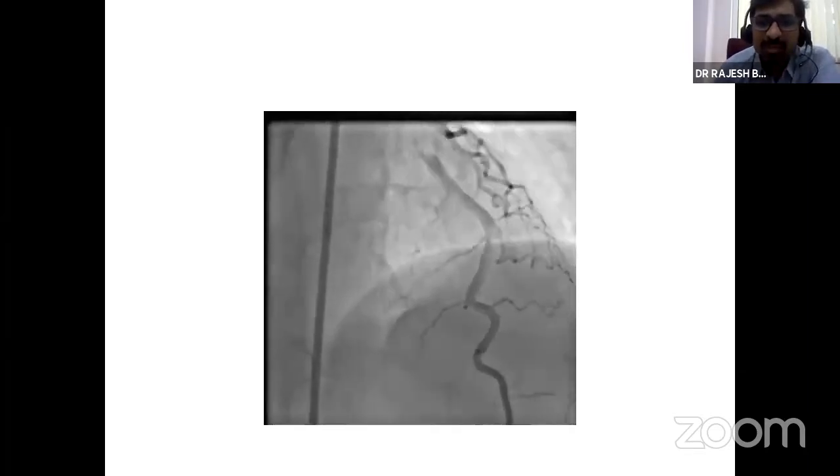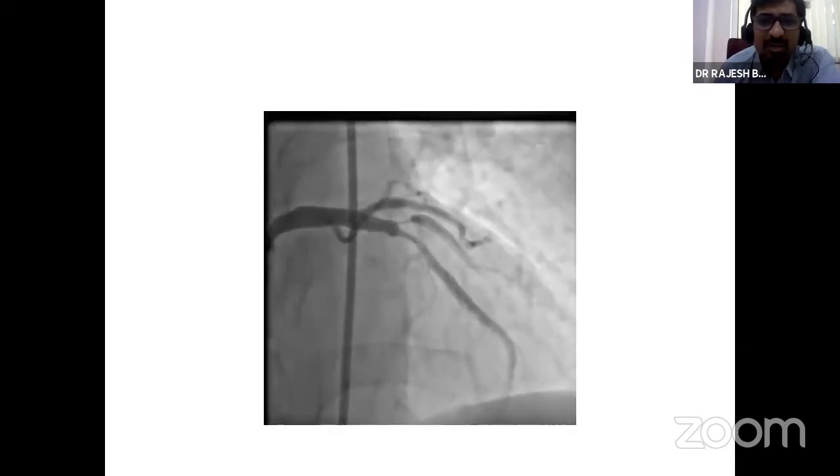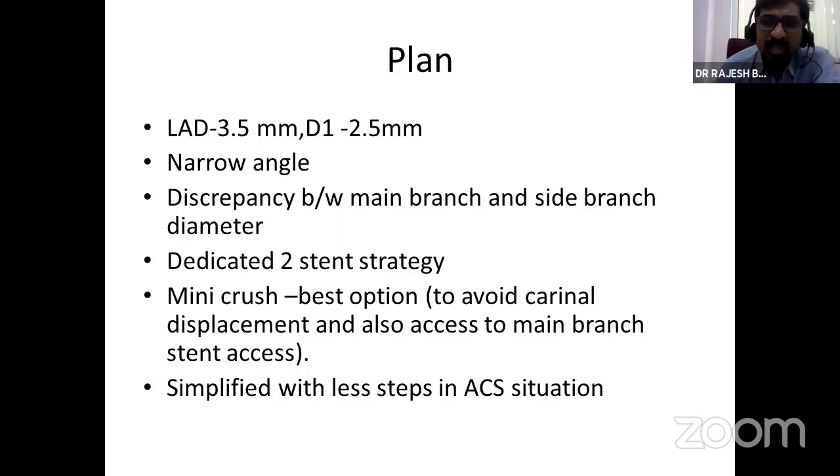So now we had to plan whether to go for a single stent strategy or a two stent strategy. LAD was around 3.5 millimeters, diagonal 2.5, narrow angle. There was a significant discrepancy between main branch and side branch diameter. Because we felt the diagonal was a reasonable size vessel, we thought of a dedicated two stent strategy. And because it was an acute MI, mini crush would have been the best option, probably to avoid carinal displacement. Access to the main branch should be allowed, and it would be simplified with fewer steps in the ACS situation.